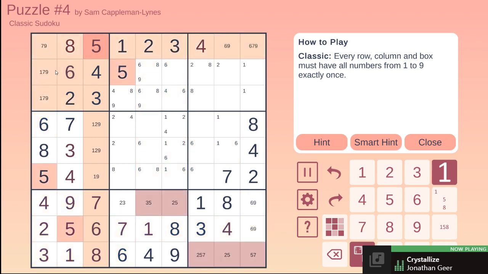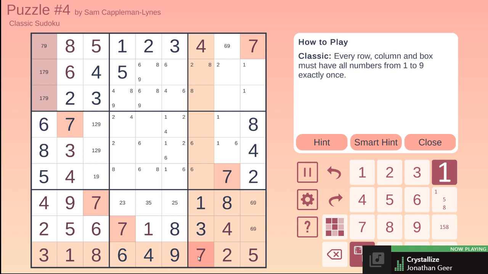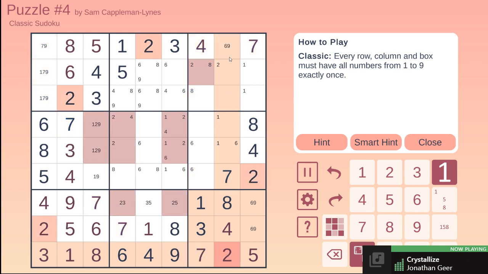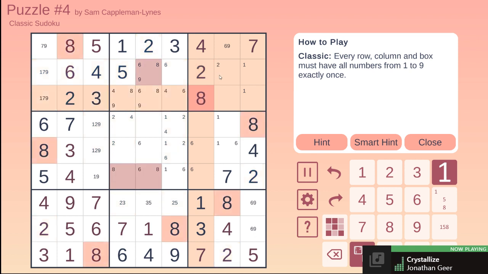This is still a 1, 7, 9 situation. 7 goes in one of those. Yeah, that's great. That's very good. We know this is a 6, 9 pair, so this can't be a 6 or a 9. This is just a 7. Which means this has to be a 5. Which means this has to be a 2. Which means this has to be a 7. This cannot be a 2. Thus meaning this has to be a 2, and this has to be an 8.